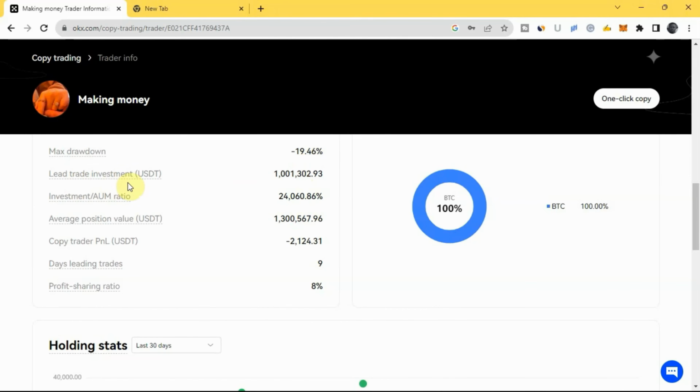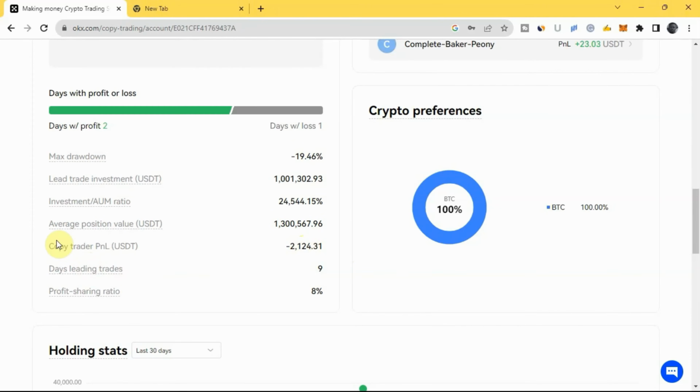Now the lead trader investment, that is the investment of the trader you are copying, right here you can see is $1 million, a little bit above $1 million. And then you can see the investment to AUM ratio is 24,000%. And then next is the average position value, that is the amount this trader is using to open a position. That's about $1.3 million. And then right here you see the copy trader P&L, which is minus $2,000. And then right here you see the days leading trades, that is the number of days this person has been leading trades, which is 9 days.